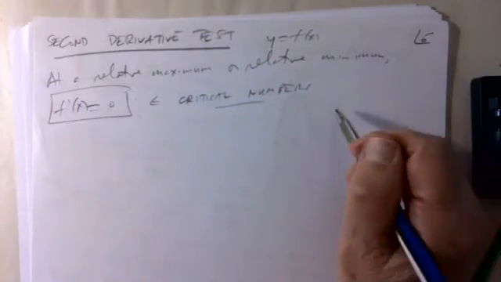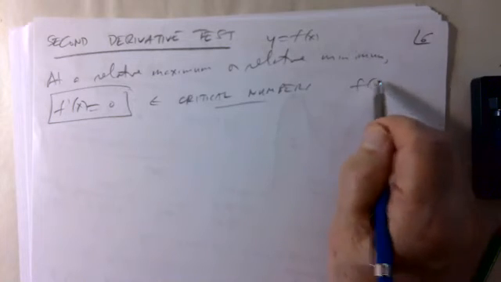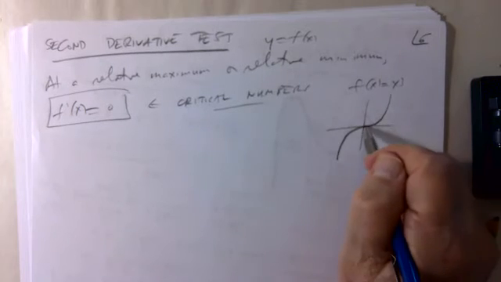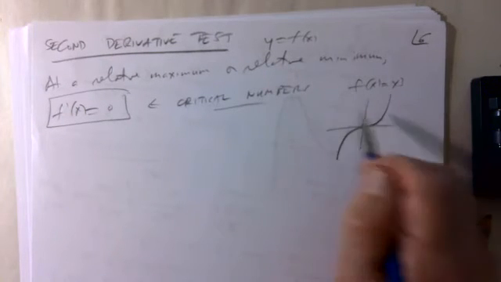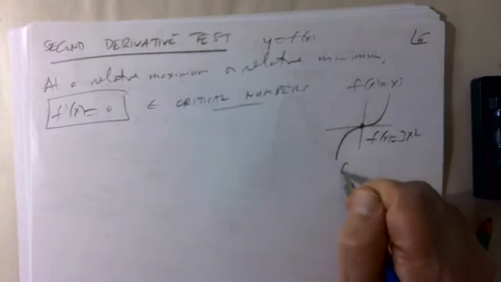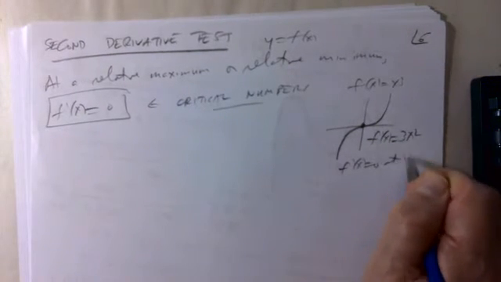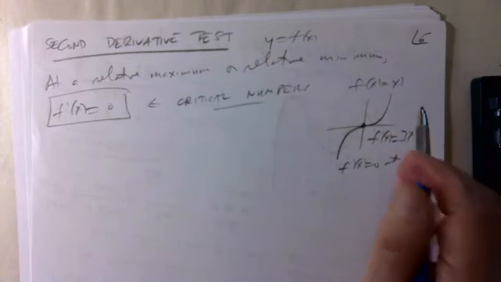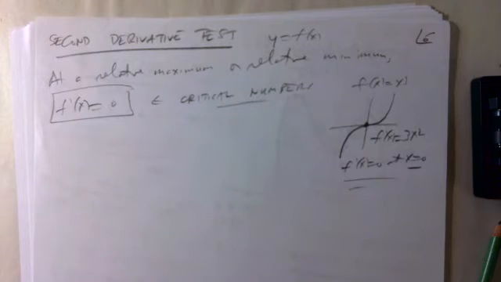I mean, you can have a curve that looks like f of x equals x cubed. This is the graph. And f prime of x is 3x squared. So f prime of x equals 0 at x equals 0, but this is not a relative minimum or a relative maximum. So just because the first derivative is 0 does not imply that there must be a relative minimum or maximum. But how can you tell?